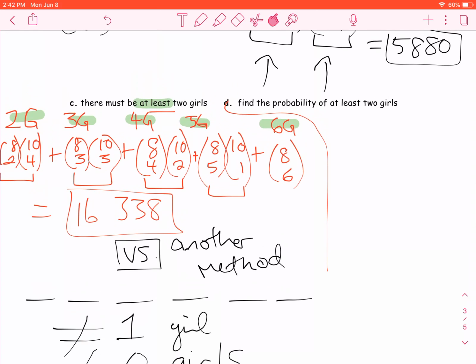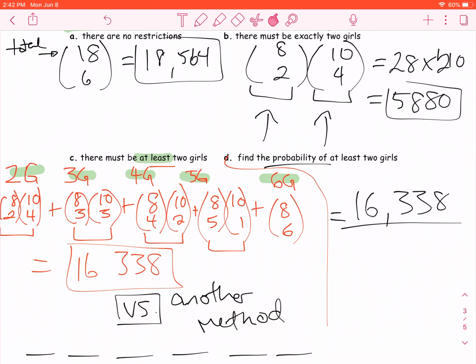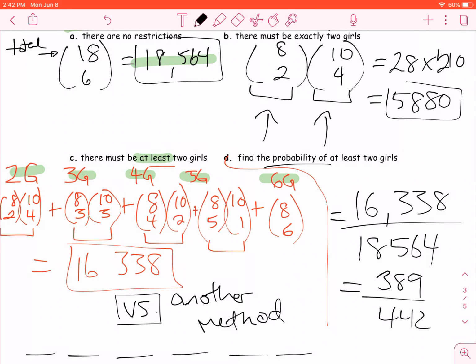Okay, now we'll do the last question. Find the probability of at least 2 girls. We just did this work, right? Twice actually. We got 16,338. We're going to divide it by our no restriction answer, 18,564. And that will simplify to 389 over 442. If you wanted a percentage, that would be about 88%.